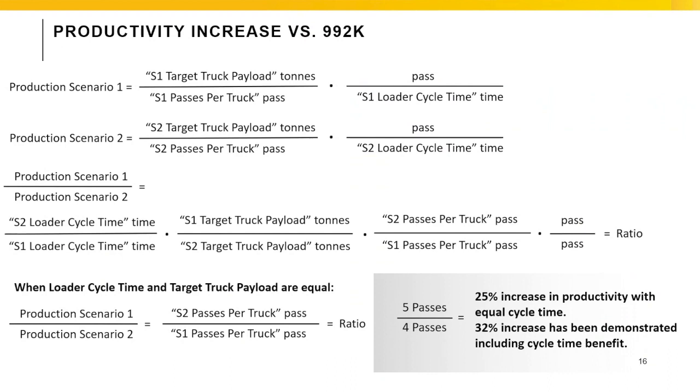Now, in the production study I mentioned, we actually did better than that. We had an improved cycle time that got us to 32% increase in productivity versus the 992K in the same application on the same day doing the same job.